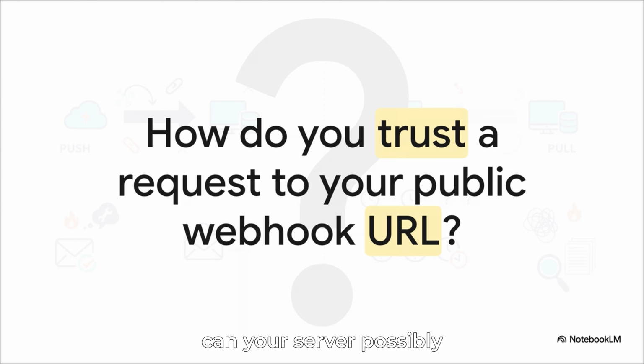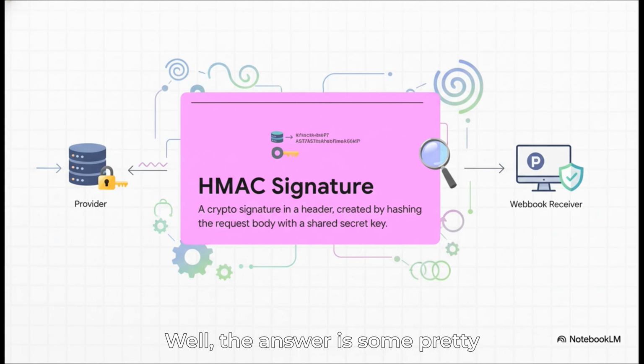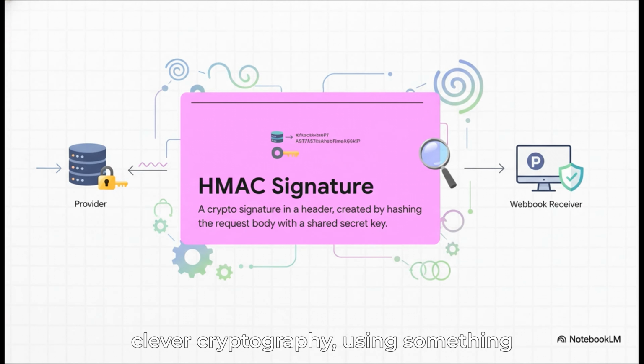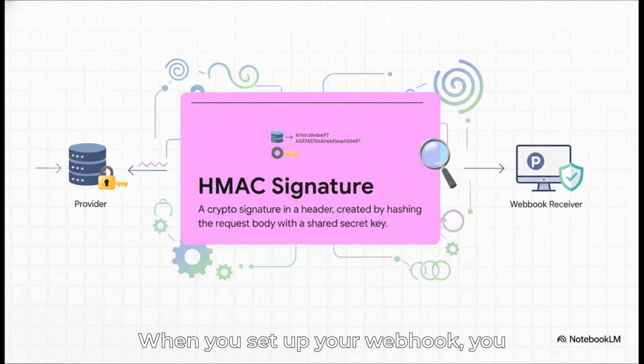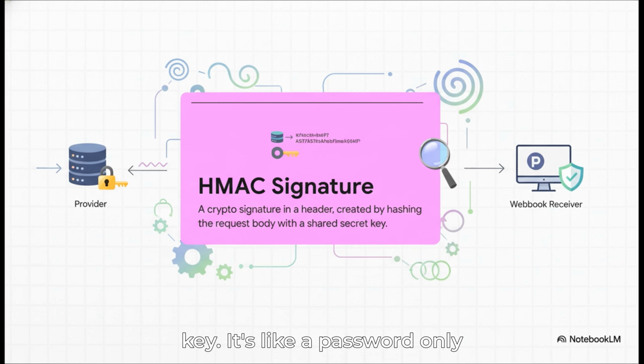So how can your server possibly know that a request really came from GitHub and not from some bad actor pretending to be GitHub? Well, the answer is some pretty clever cryptography using something called an HMAC signature. When you set up your webhook, you and the provider agree on a secret key. It's like a password only the two of you know. The provider uses this secret to create a unique signature, or a hash of the payload, and they stick that signature in a request header.